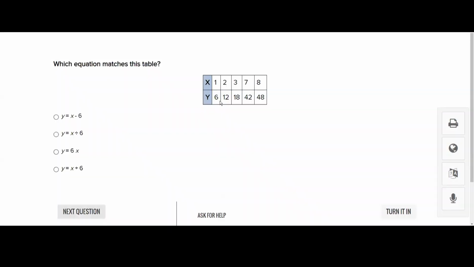Okay. Then can you guess the equation of this table? Look at the set of values and tell me the equation. If you have 1, you multiply by 6, you get 6. If you have 2, you multiply by 6, what do you get? 12. If you have 3, you multiply by 6, what do you get? 18. If you have 7, you multiply by 6, what do you get? 42. And if you have 8, you multiply by 6, you get 48. So that is y equals x times 6. That is 6x.